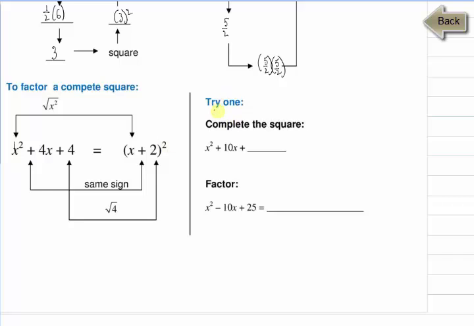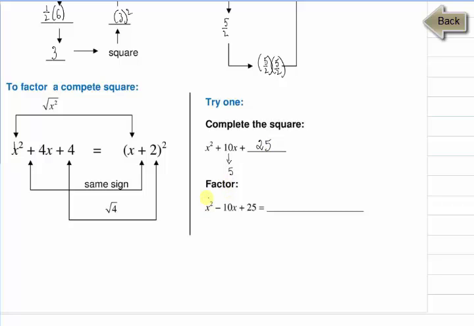Okay, so pause the video for a moment and try out these two questions. On the first one, complete the square. On the second one, factor, and then restart the video and see if you got that correct. Okay, so let's complete the square. We want to take half of 10, which is 5, and we want to square the 5, which will give us 25. So this is a perfect square now.